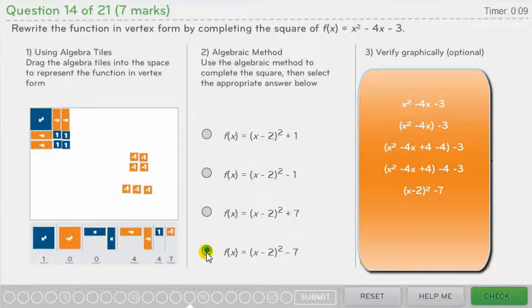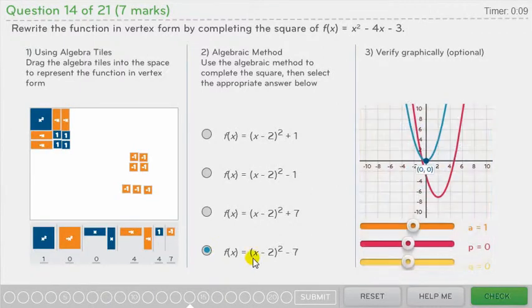The last thing that we need to do is to check our answer graphically. So here we can see that our a value is positive 1, our p value is positive 2, and our q value is negative 7. And when we do that, we can see that both graphs give us the exact same graph, so both equations are the exact same graph. Therefore, we must be correct.